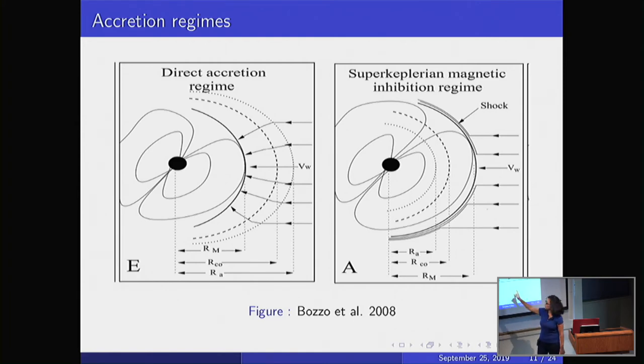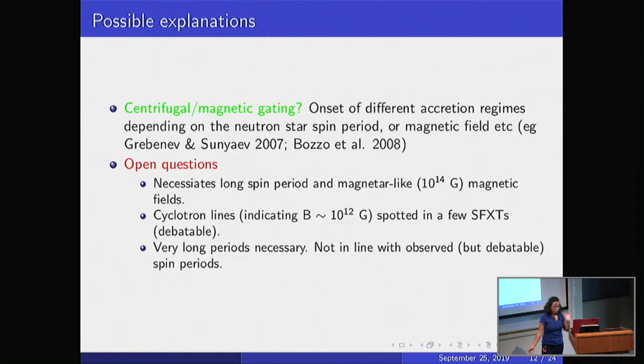But for magnetic gating to occur, the magnetic field of this kind of compact object should be very large. So that is one drawback of this explanation. Also remember that the co-rotation radius is a proxy for the spin period of the neutron star. So it has to be an interplay of the magnetospheric radius as well as the pulse period to allow this kind of gating mechanism to occur. It necessitates very long spin periods, and the magnetospheric radius has to be extended. That actually means that you need very large values of magnetar-like magnetic fields for these neutron stars.